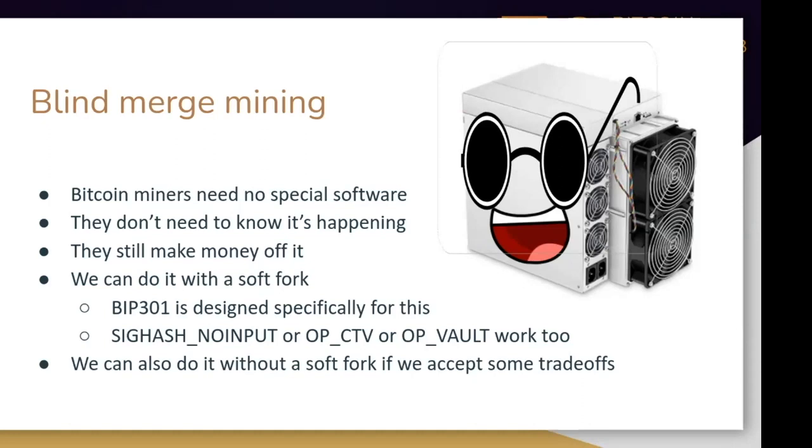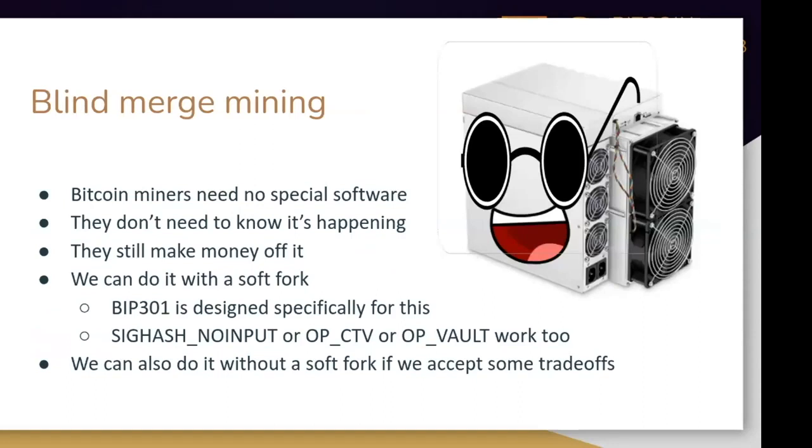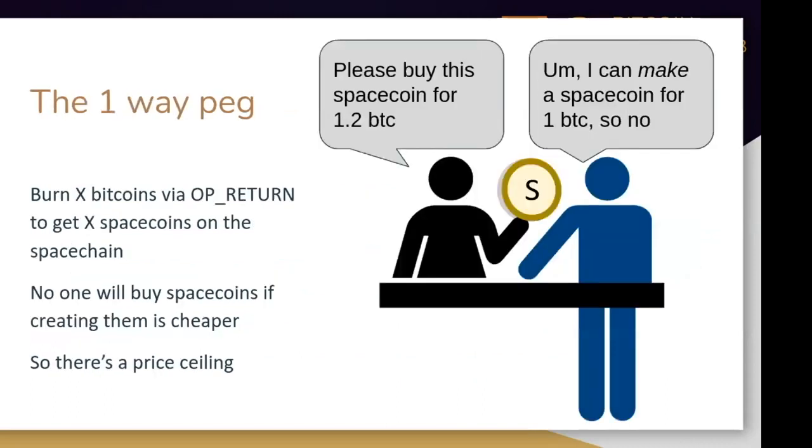So blind merge mining fixes the problems with regular merge mining. It makes it so that you don't have the bootstrapping problem, and you can actually use Bitcoin to do blind merge mining instead of creating an altcoin, which is cool. But I'm going to tell you more about how it works in a minute. First, I'm going to tell you about the other part of Spacechain, which is the one-way peg. And this part of Spacechain is, in my opinion, stupid. I don't really like the one-way peg, but let's talk about what it is.